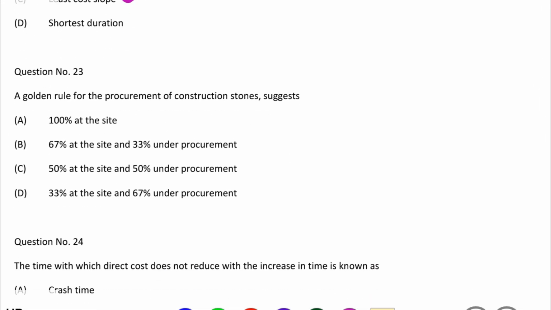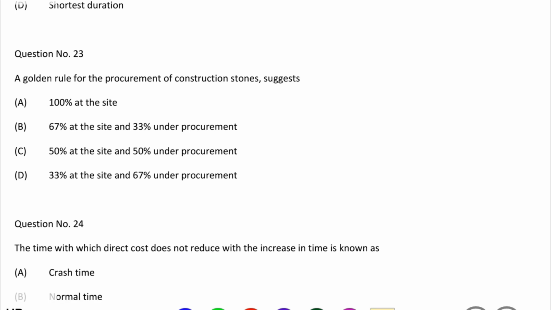So next question, a golden rule for the procurement of construction stone suggests option A 100% at the site, option B 67% at the site and 33% under procurement, option C 50% at the site and 50% under procurement, option D 33% at the site and 67% under procurement. So the correct answer is option B 67% at the site and 33% under procurement.